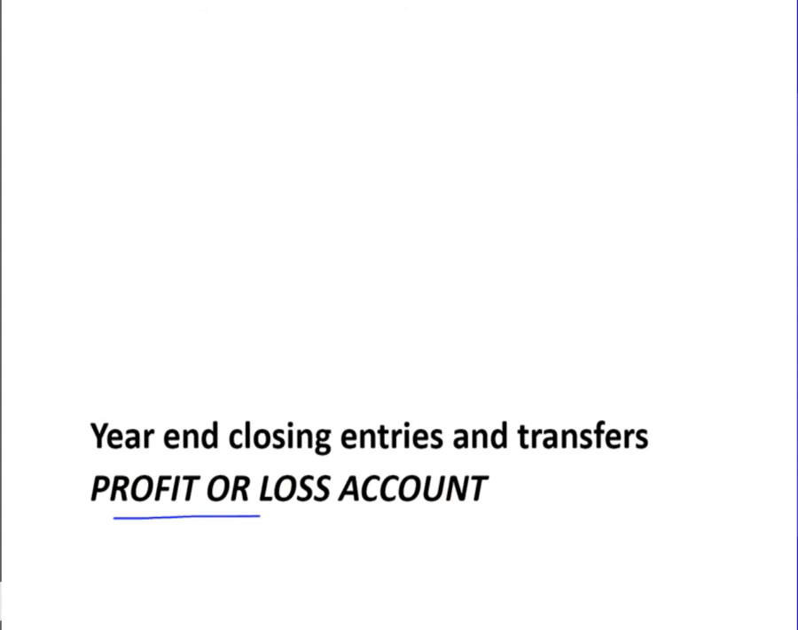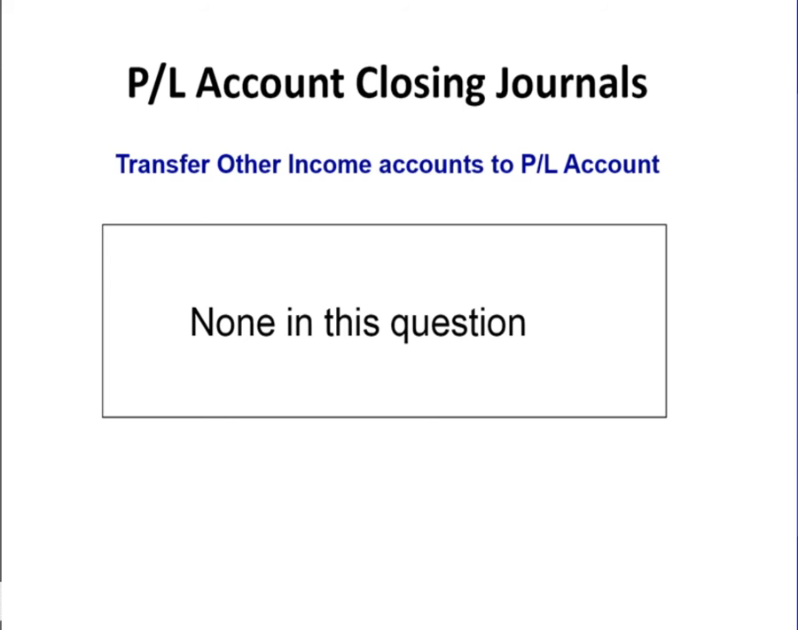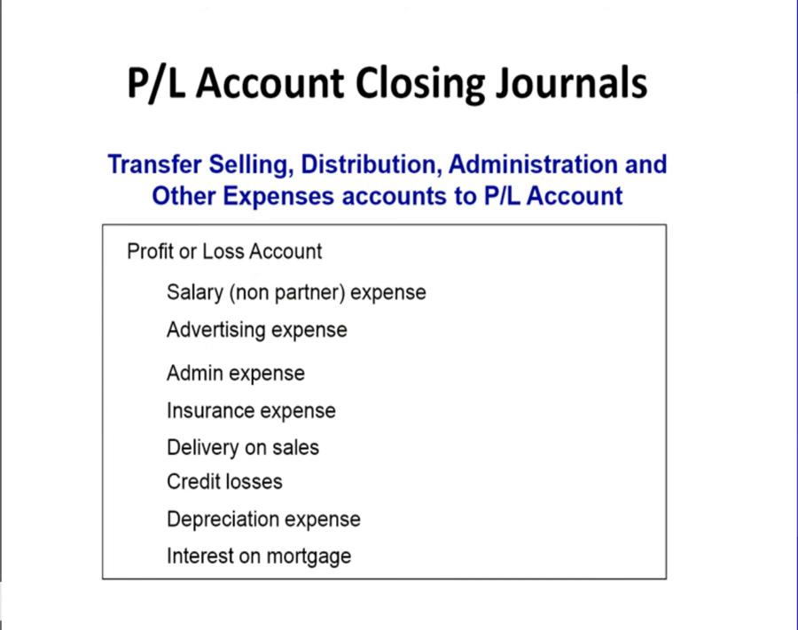That leads us into doing the profit or loss account. Here, was there any other income? Was there investment income, interest income? No, there was none. But what I can do now is bring in all my individual expenses, right? Now here we're going to work together.